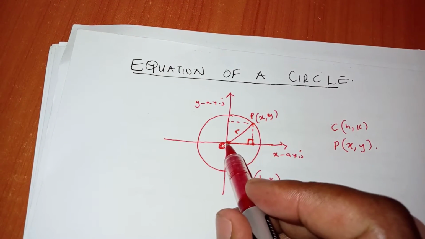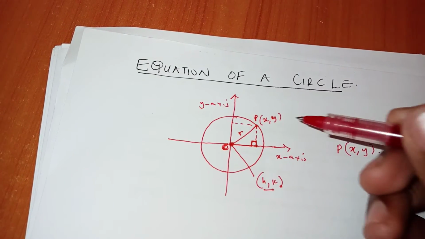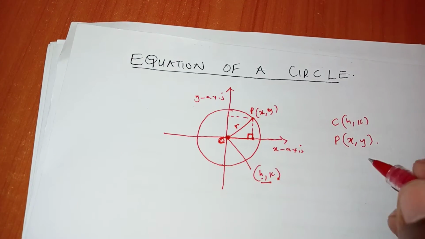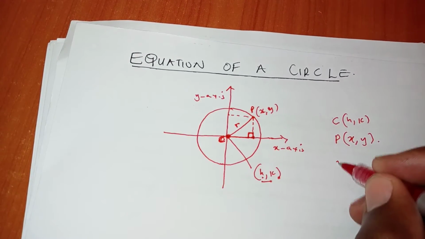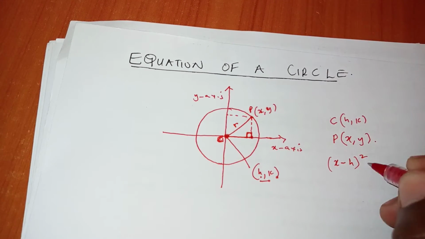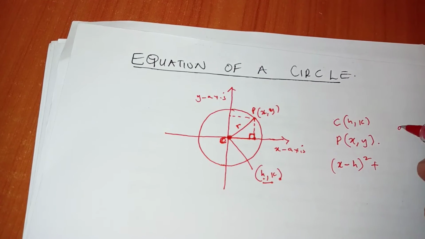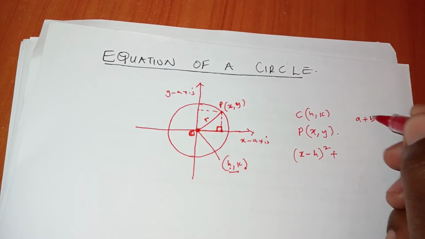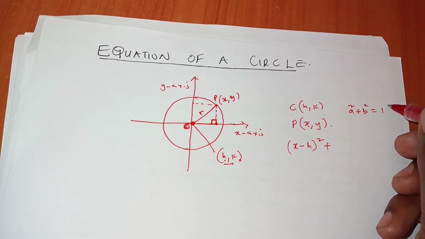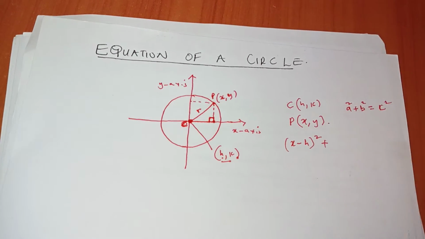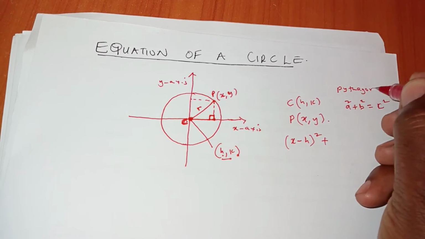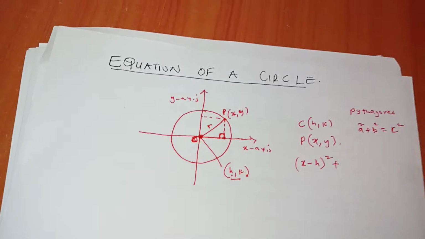So the distance from here to here is going to be equal to x minus the h value, the change in x coordinate, which is x minus h, squared, because we want to use the Pythagoras theorem, which says that b squared plus a squared must be c squared. That's what the Pythagoras theorem says. So maybe that is the background knowledge we need to have in this.